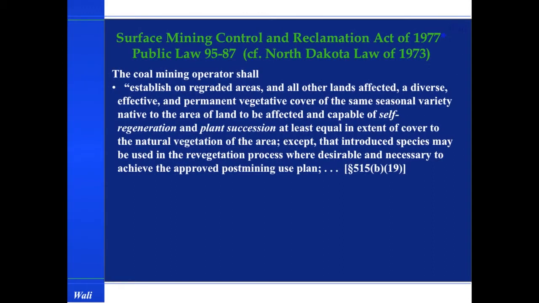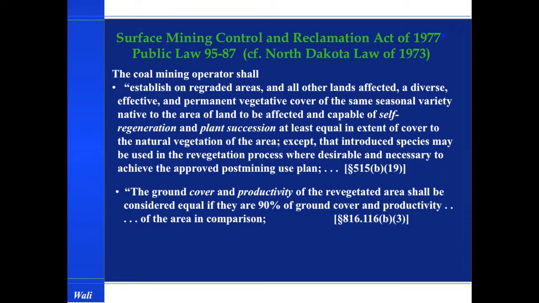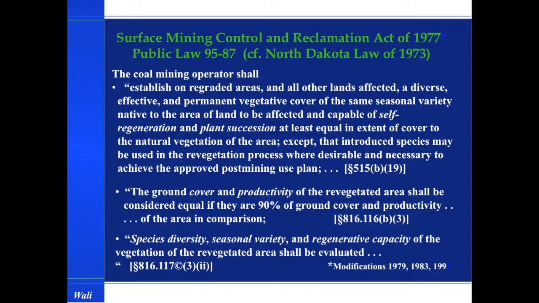Okay, so the federal law that was passed, about which I mentioned, we had a little bit of a hand in it. And if somebody asks a question, I can say something more about it. But we wanted to make sure that we talked about self-regeneration of species that they put in these sites, plant succession. We wanted to talk about ground cover and productivity. And we wanted to talk about species diversity, seasonal variety, and regenerative capacity. These were some key words.